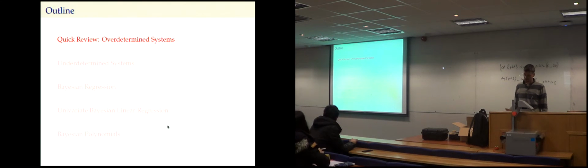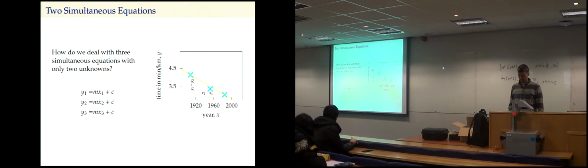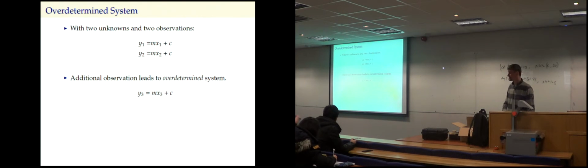And then we'll introduce Bayesian regression, particularly with univariate Bayesian regression. And then we'll briefly look at the multivariate case. But we'll do more on that in the lab. So remember in week 1, something's gone wrong with my colors here, but with a system of 2 simultaneous equations with 2 unknowns, we could fit a straight line. And that was straightforward to do. But the additional observation leads to an overdetermined system.